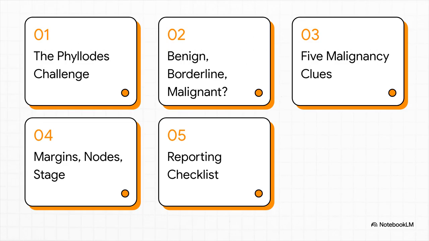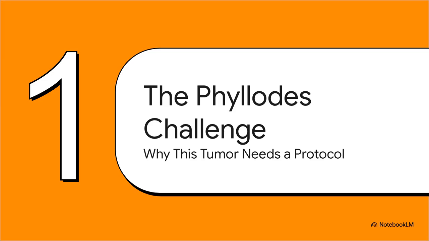First, we'll touch on why these tumors are such a unique challenge. Then, we'll dive right into the main event. Is it benign, borderline, or malignant? From there, we'll look at the 5 key clues for a malignant diagnosis, cover the essentials like margins and staging, and then wrap it all up with an essential reporting checklist for you. So let's start at the beginning.